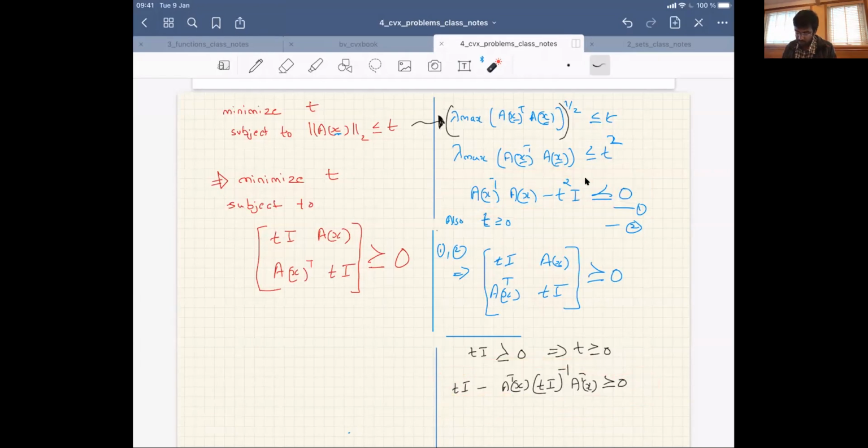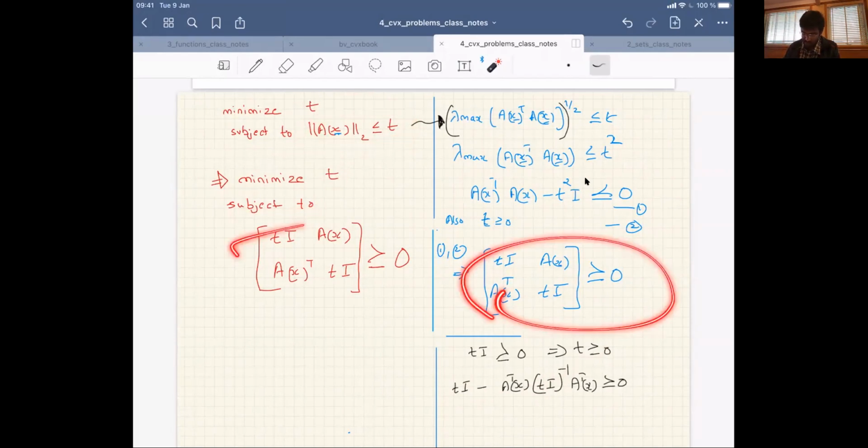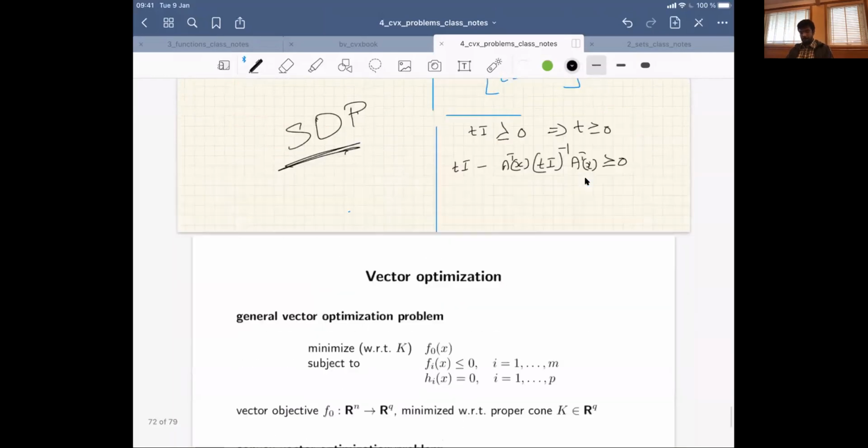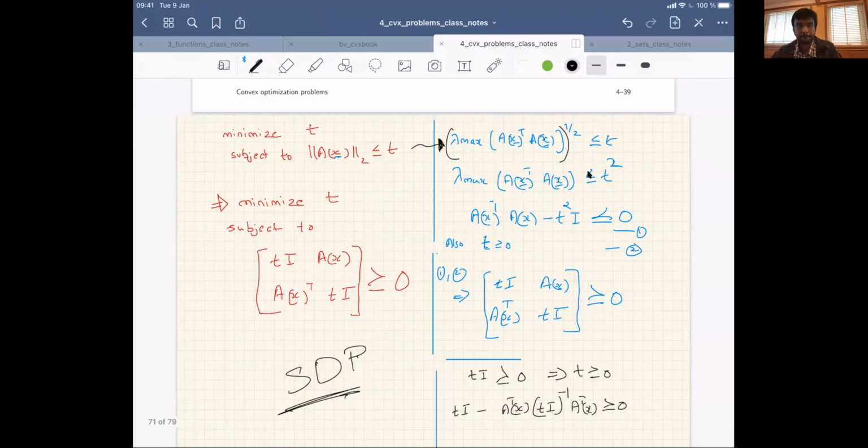So in other words, what we did here is find an equivalent way of writing this difficult problem, which is minimize t subject to, instead of this, now we can write this here, like this. So this is a matrix inequality, which is an SDP framework. Okay, so let's stop here.